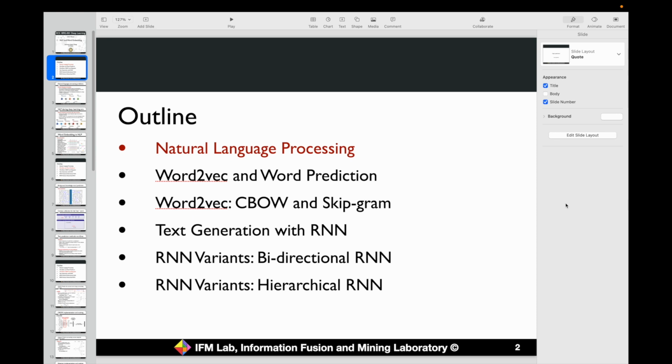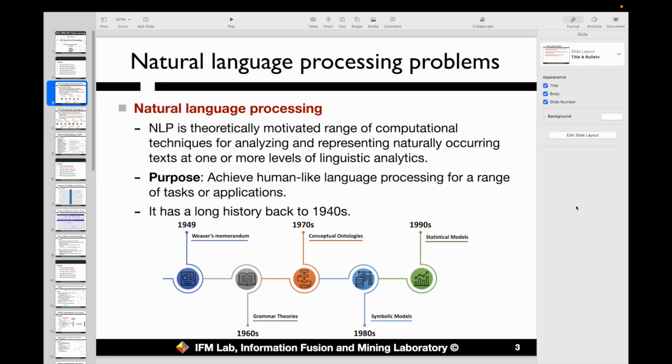Okay, so let's talk about natural language processing and the word embedding problem first. What is natural language processing? Formally, natural language processing, or NLP for short, is a theoretically motivated range of computational techniques for analyzing and representing naturally occurring texts at one or more levels of linguistic analysis. The main purpose of natural language processing is to achieve human-like language processing for a range of tasks or applications. People have been studying natural language processing for a long time, since the 1940s.